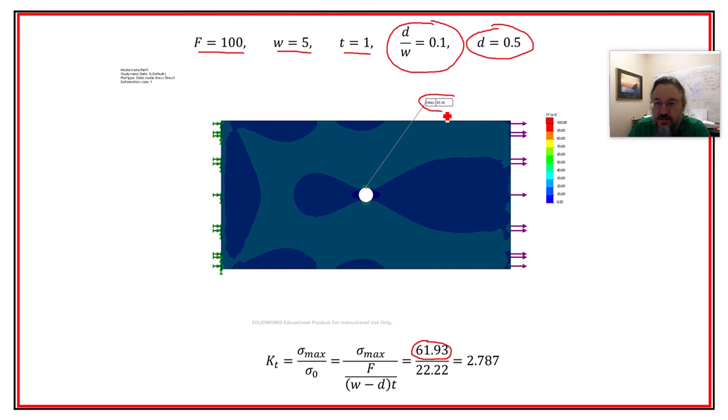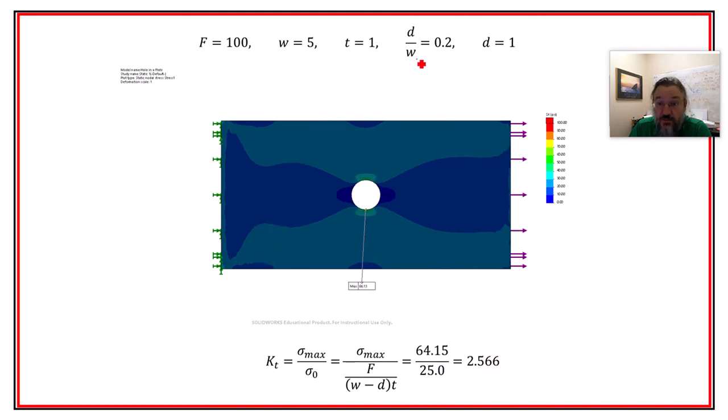This actually says 63.36, so it's sort of cheating. But I think what I actually did is I took the average through the thickness, instead of taking the maximum. But this one is calling out 63.36. The nominal is 22.22. So what I find is I get a 2.78.